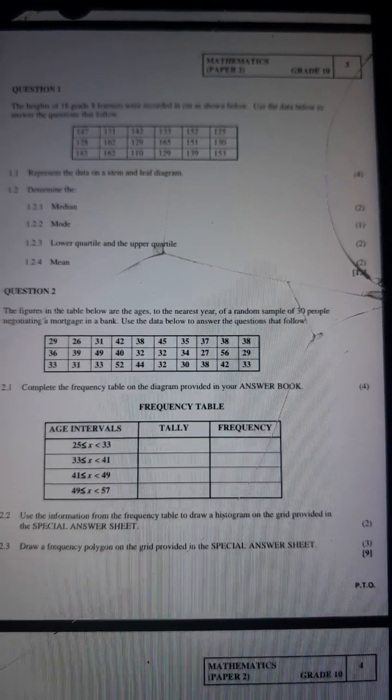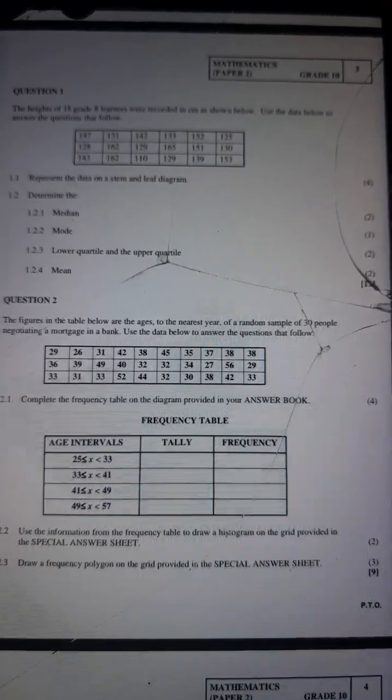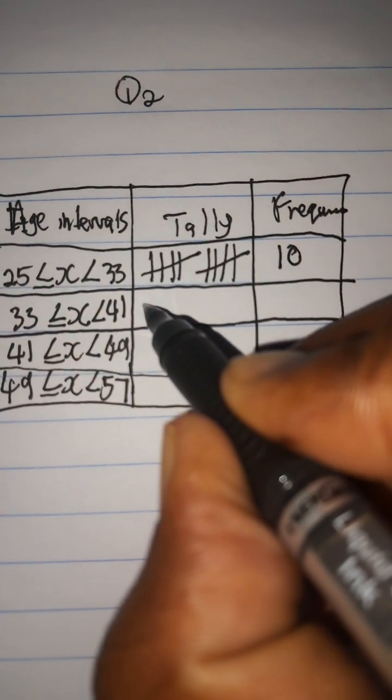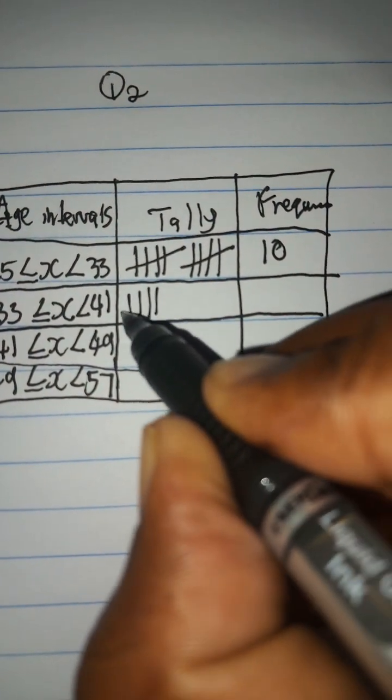Let's put this into practice. We said we are going to have 13 here, so it's 1, 2, 3, 4, 5.